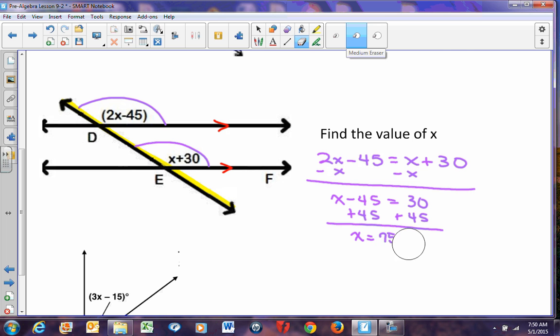X equals 75. That is not the degree measure of the angle. I almost wrote that down even though it's not. X is 75. I can find the degree measure of the angle by adding 75 to whatever I have here. In the case of this angle right here, 75 plus 30 is 105. I now know that that angle is 105 degrees. But it only asked me to find the value of x. X is 75.